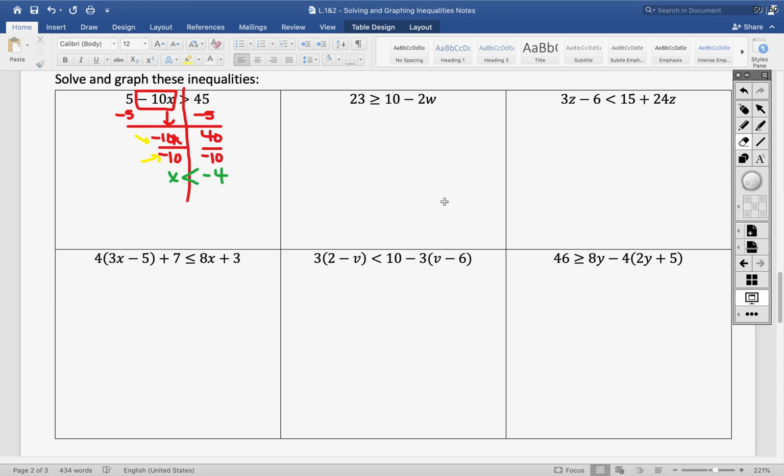And if I were to graph that very quickly, I'm going to leave an open circle at -4 and shade it to the left because left is less.